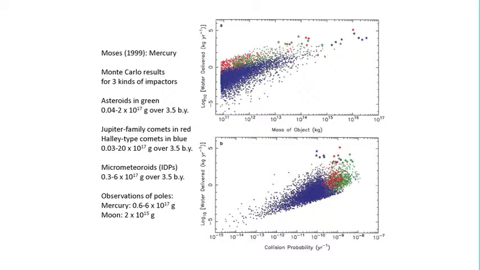And at the time of this paper, there were at least the radar observations, Slade et al., who had estimates of the amount of volatiles that were actually there, and it was comparable to these numbers.